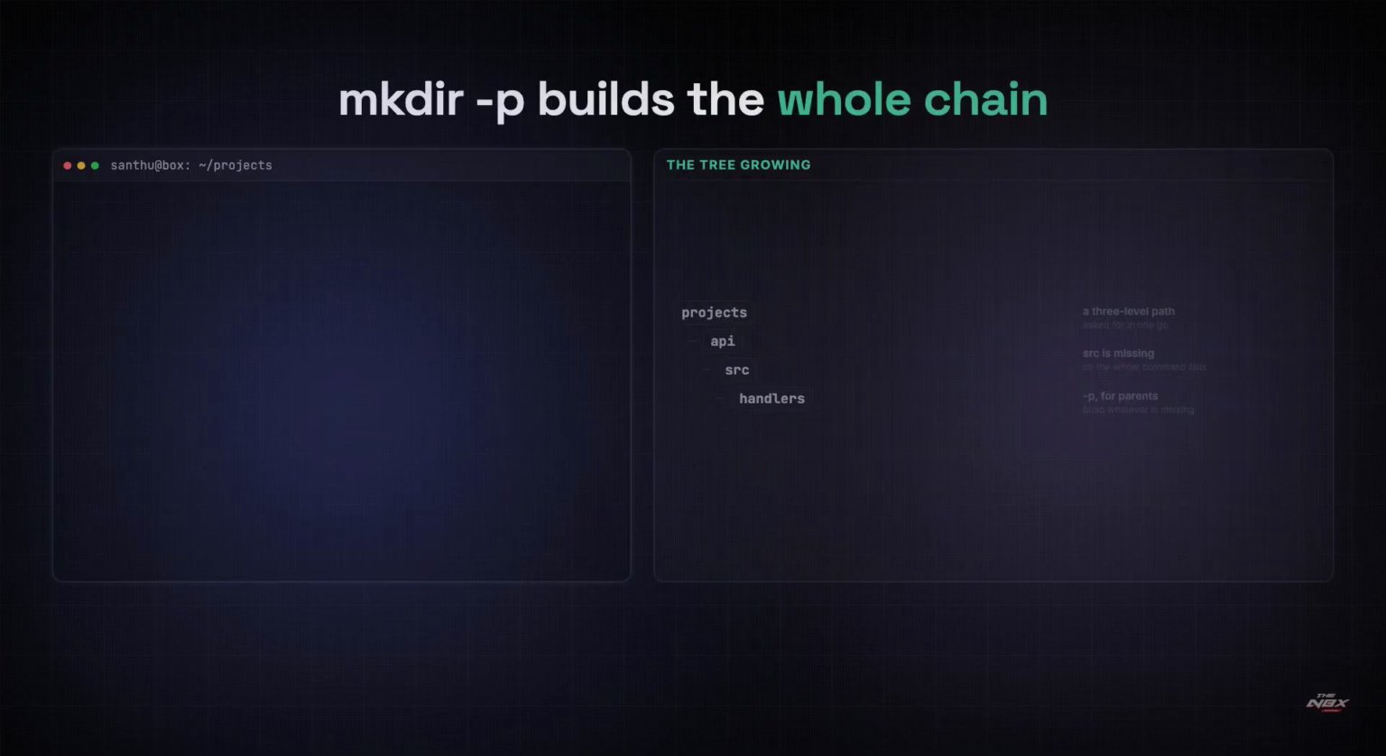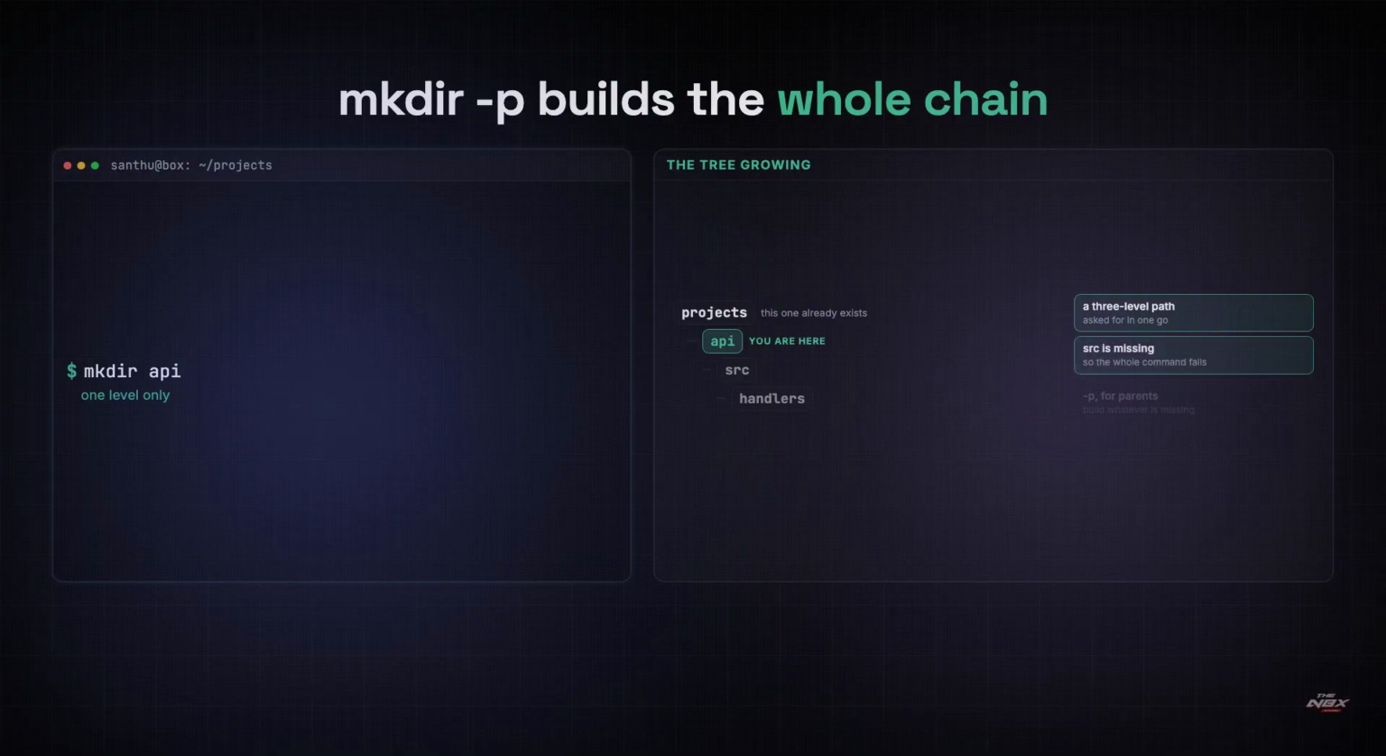You need a new folder, so you reach for mkdir, short for make directory. Inside projects, which already exists, it drops API into place without fuss. Now try asking for a path 3 levels deep in a single command, and it refuses outright. Mkdir only ever creates the last folder in a path, and here the middle level doesn't exist, so mkdir has nowhere to put the bottom one.